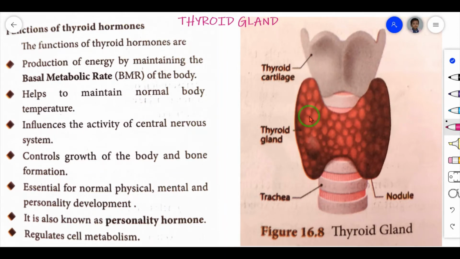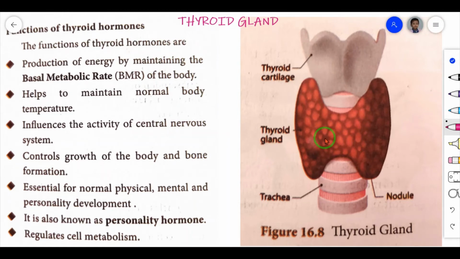The thyroid gland is composed of 2 distinct lobes lying one on either side of the trachea. So on either side of the trachea only these lobes are located. The 2 lobes are connected by a narrow band of tissue known as the isthmus.